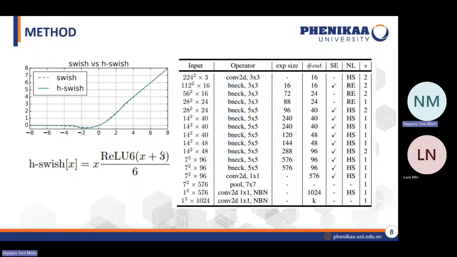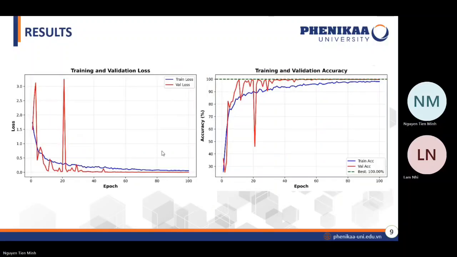And you can see this is the architecture of our model. You can see the table of specifications for MobileNet V3 small. SE denotes whether there is a squeeze and excite in that block. NL denotes the type of non-linearity used. Here HS denotes h-swish, RE denotes ReLU, NBN denotes no batch normalization, and s denotes stride. And we'll come to the results.